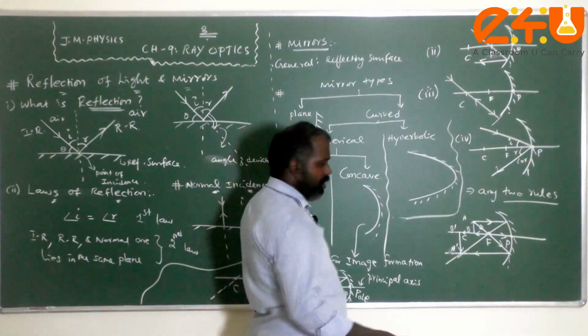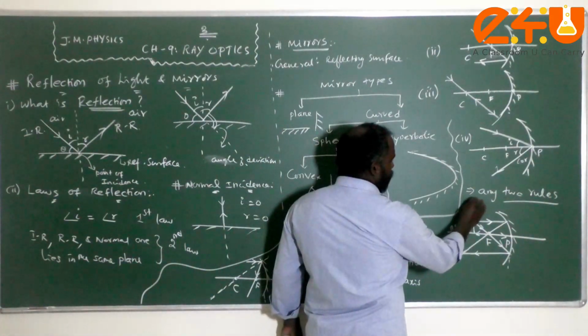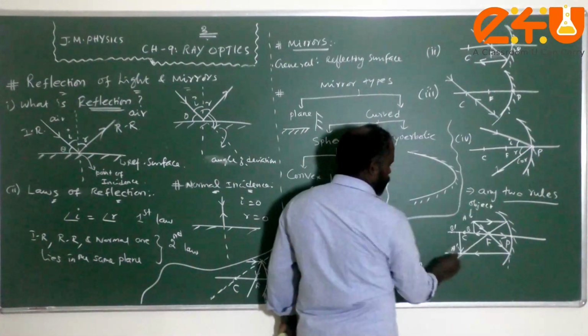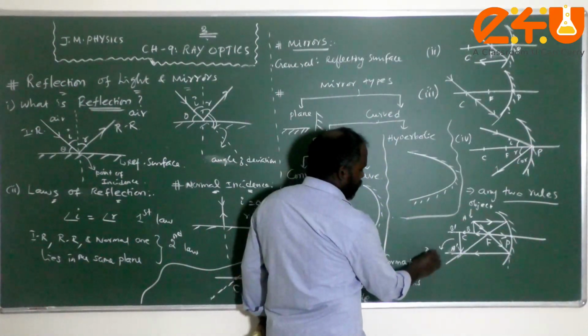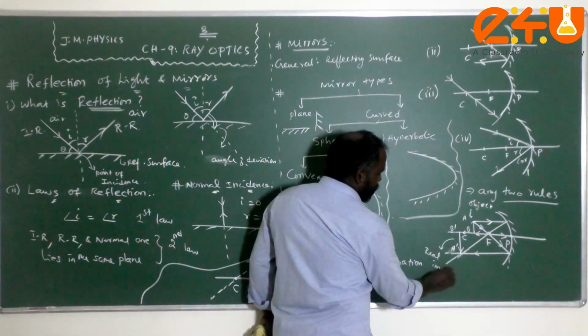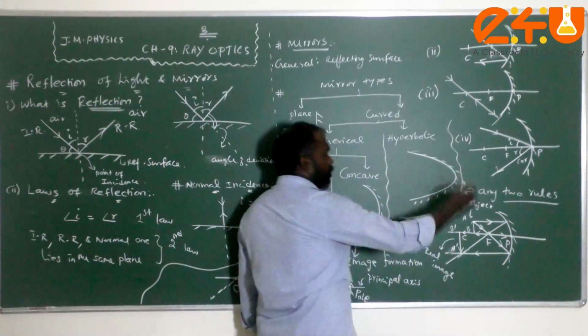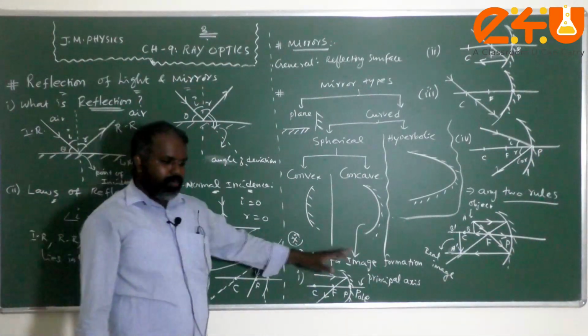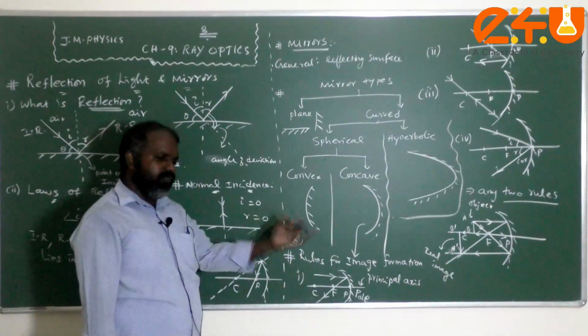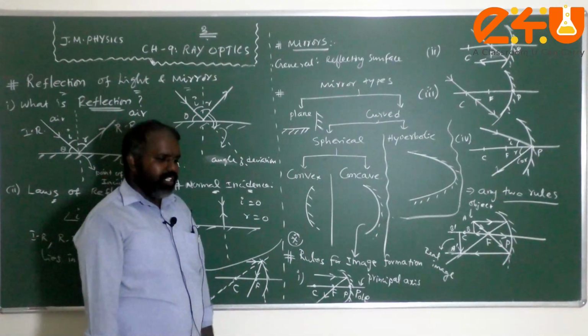So in this manner, this is the real object, and this is what, children? An inverted image. We know that real images are inverted, so this is a real image. Okay, children. This is the way to apply the rules for image formation for any reflecting or refracting surfaces.